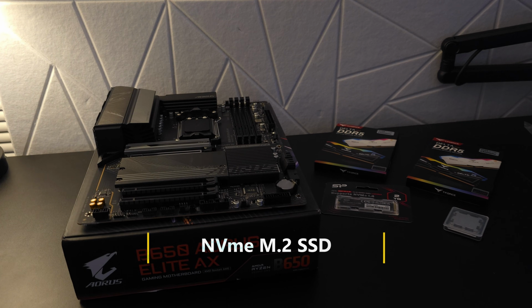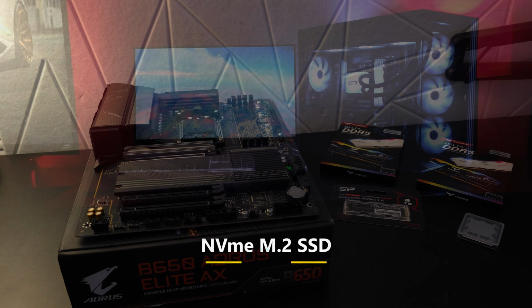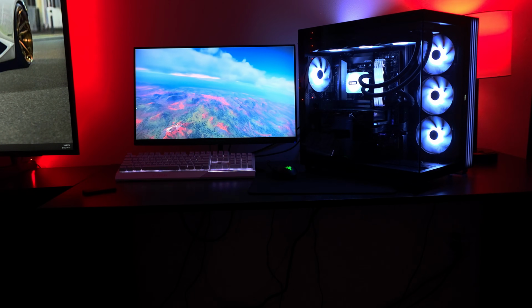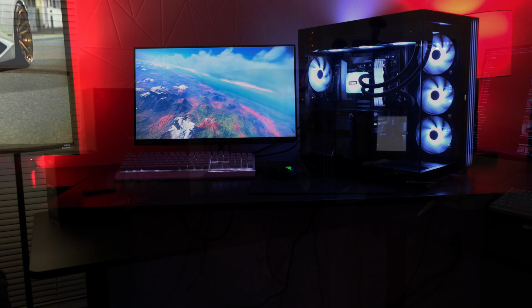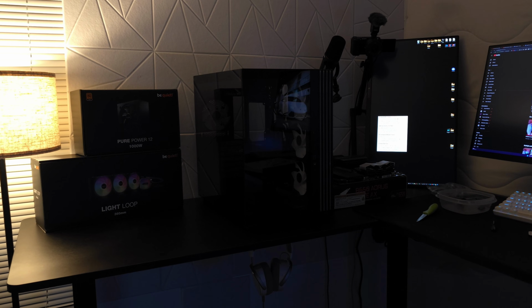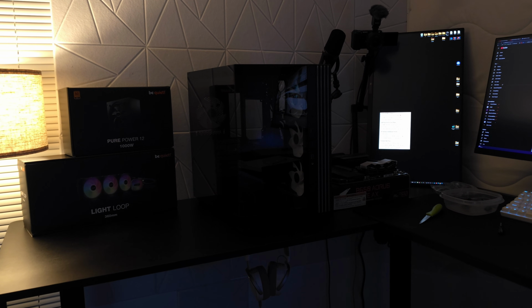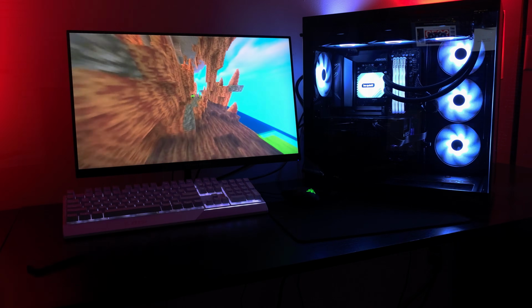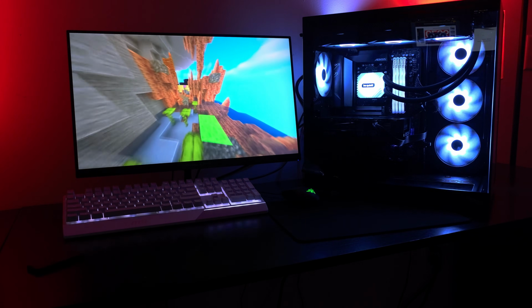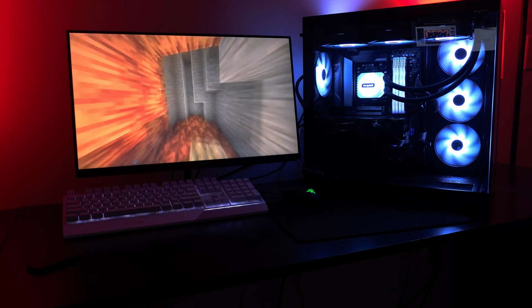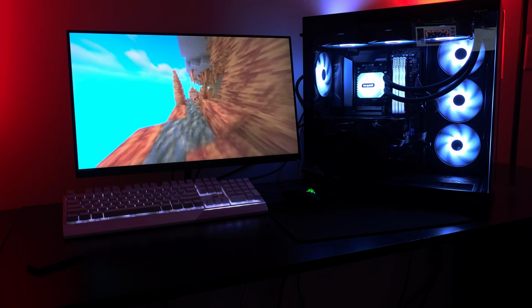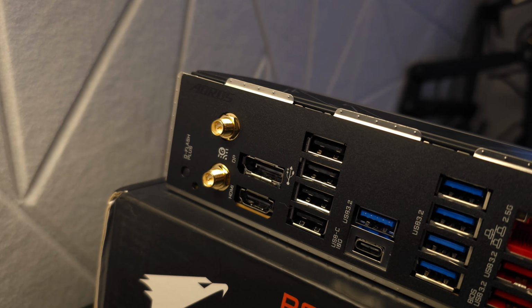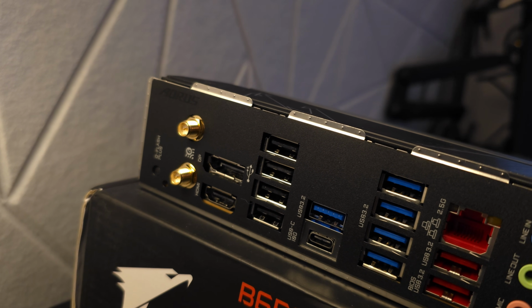Storage plays a massive role in overall system speed and responsiveness. And so for this build, we've gone with an NVMe M.2 SSD in order to keep things ultra fast and efficient. So let's break down how this fits into the setup. The SSD delivers blazing fast read and write speeds, making a huge difference in boot times, game load times, and just overall system responsiveness. Compared to traditional SATA SSDs or even hard drives, it is a night and day difference. Applications launch instantly, large files transfer in seconds, and there's zero bottleneck when multitasking.